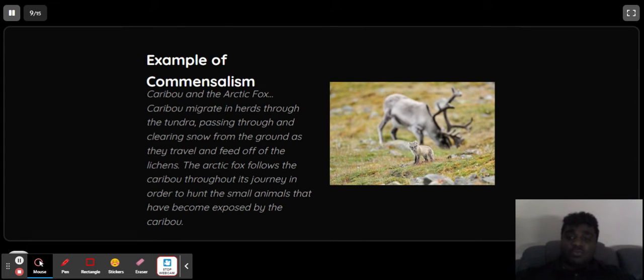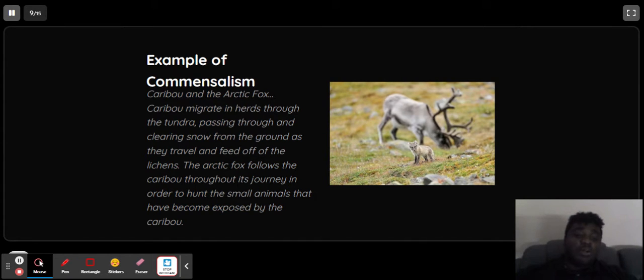Another example would be the caribou and the Arctic fox. Caribous migrate in herds through the tundra, which is the Arctic grasslands, passing through and clearing snow from the ground as they travel and feeding off the lichen. The Arctic foxes follow the caribou through its journey in order to hunt small animals that have been exposed by the caribou. So basically, the caribou just go about their business walking through the grasslands and they clear the snow.